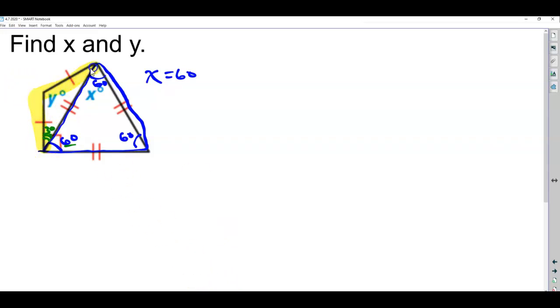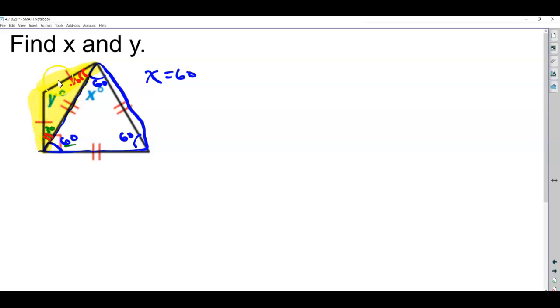And now let's focus on the other triangle right here in yellow. Well, that is an isosceles triangle. We can make that conclusion based off of the two congruent tick marks. And since the 30 degrees is one of the base angles, the other angle across from that one tick mark side has to be 30 as well.